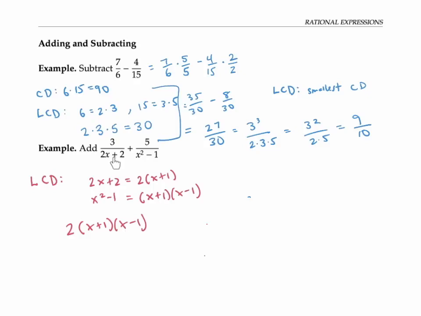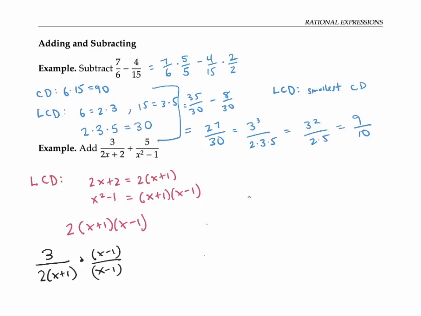Now I can rewrite each of my two rational expressions by multiplying by whatever's missing from the denominator in terms of the least common denominator. So what I mean is I can rewrite 3 over 2x plus 2. I'll write the 2x plus 2 as 2 times x plus 1. I'll write it in factored form. And then I notice that compared to the least common denominator, I'm missing the factor of x minus 1. So I multiply the numerator and the denominator by x minus 1.